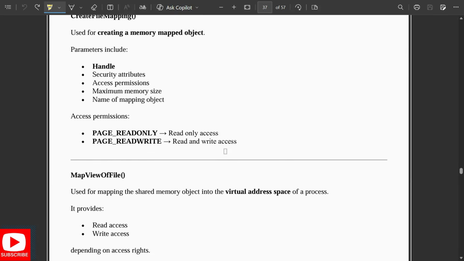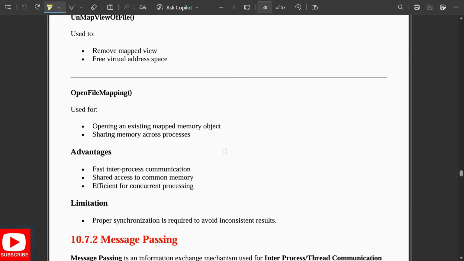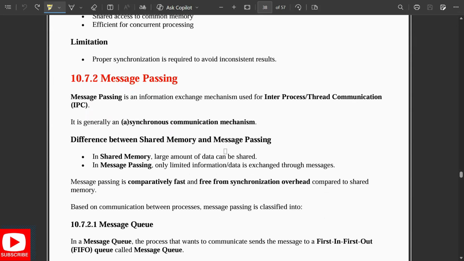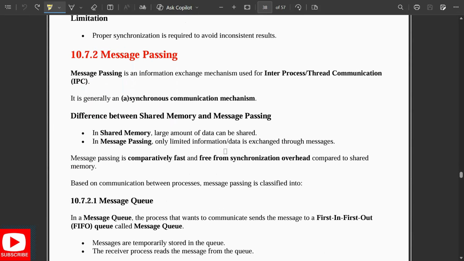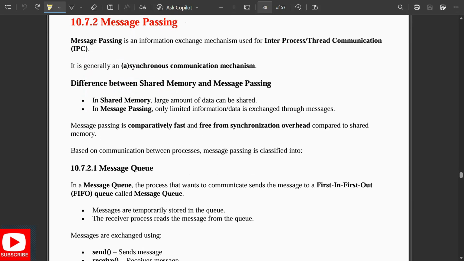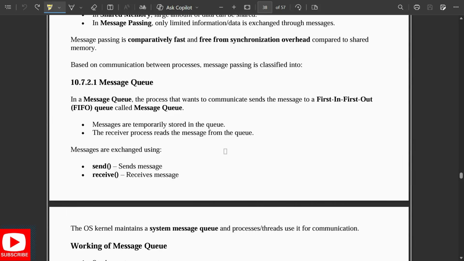We use different functions in that; you can refer to them. Next comes message passing. It is an information exchange mechanism used in inter-process or thread communication. It is generally an asynchronous communication mechanism. The difference between shared memory and message passing: in shared memory, a large amount of data can be shared, while in message passing, only limited information or data is exchanged through messages.